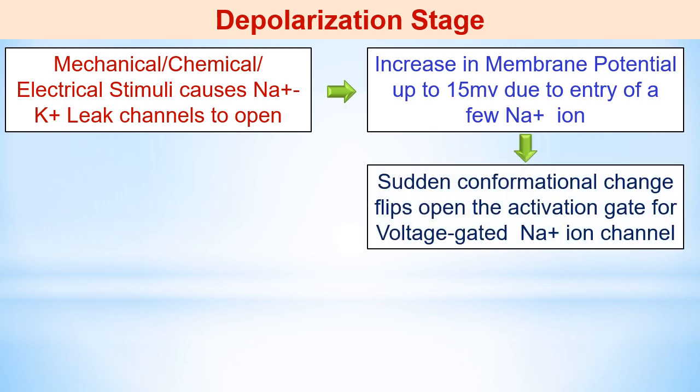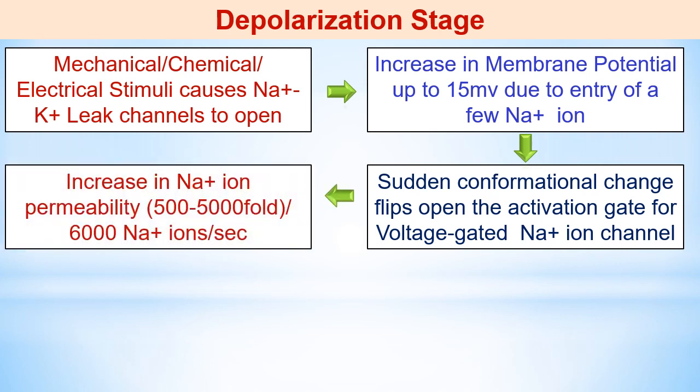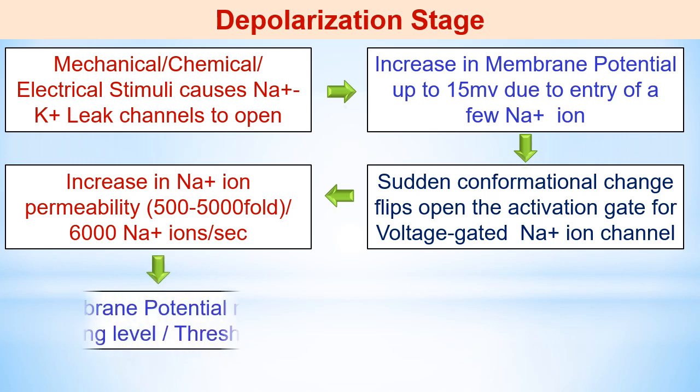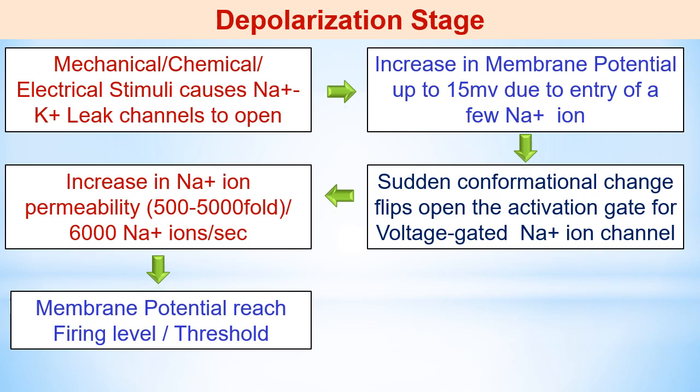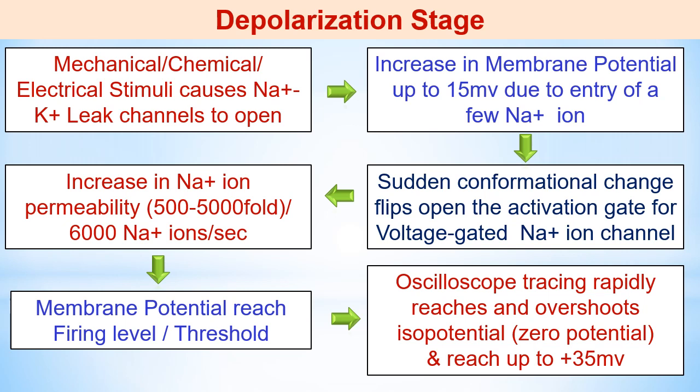So this increase in membrane potential from minus 90 to minus 75 or minus 65 causes a voltage change, and there are some very special channels like the voltage gated sodium ion channels which respond to this change in voltage, and a sudden conformational change occurs, and as a result the voltage gated sodium ion channels open, and it leads to an increase in sodium ion permeability. Up to a 5,000 fold increase in permeability occurs, where 6,000 sodium ions can enter a particular cell per second. When this stage is achieved, it is known as the threshold or firing level. And the oscilloscope tracing rapidly reaches and overshoots the isopotential or zero potential and reaches up to plus 35.